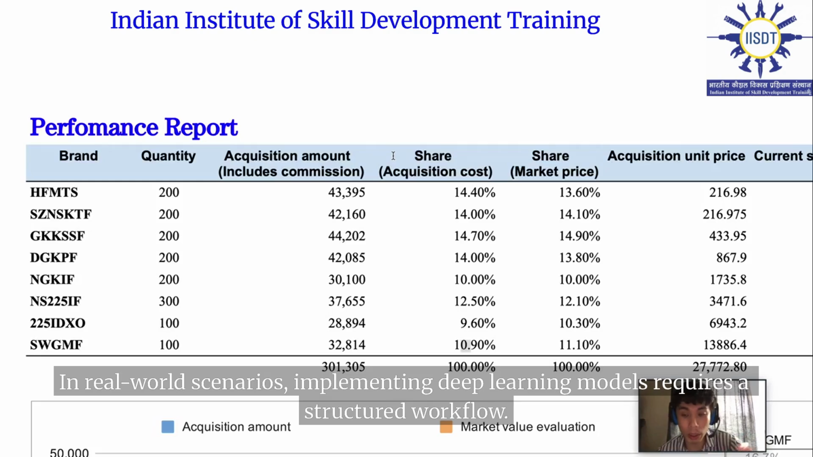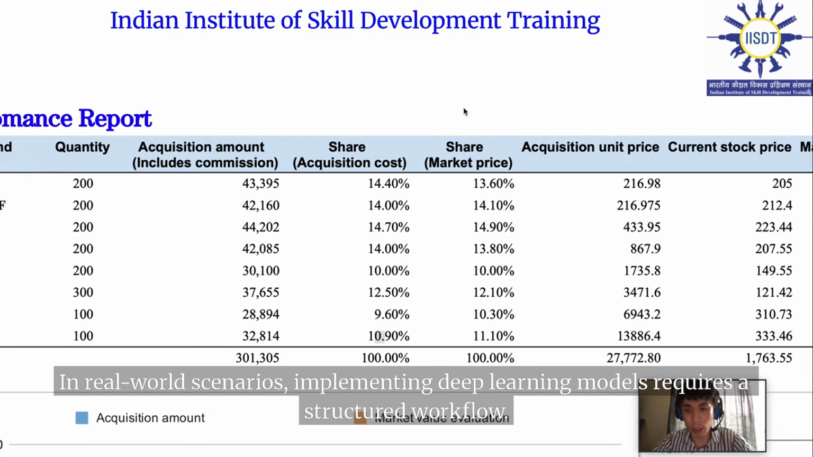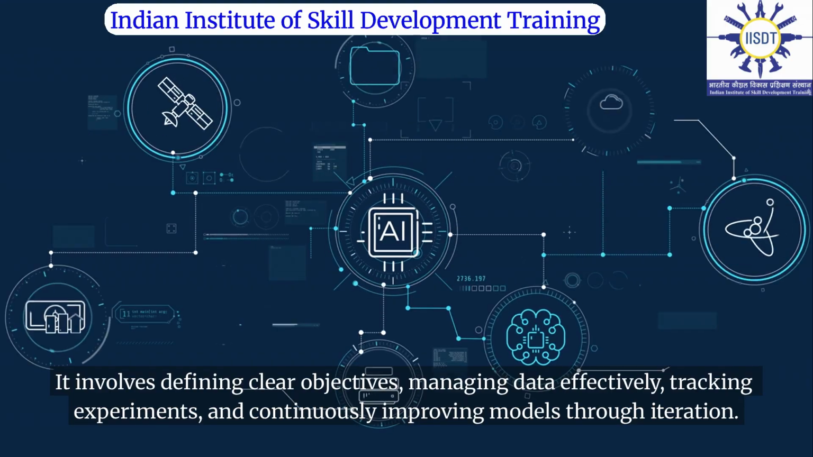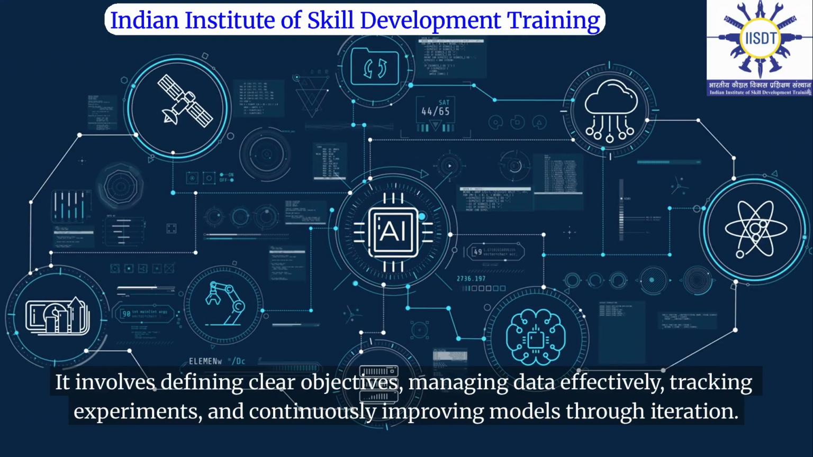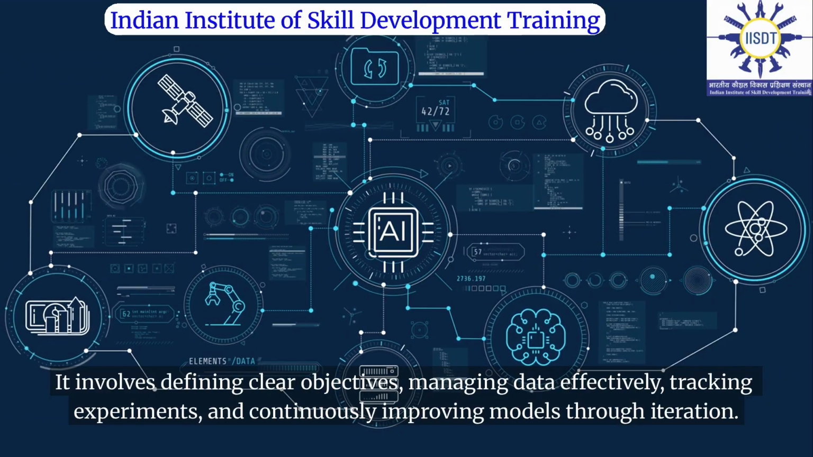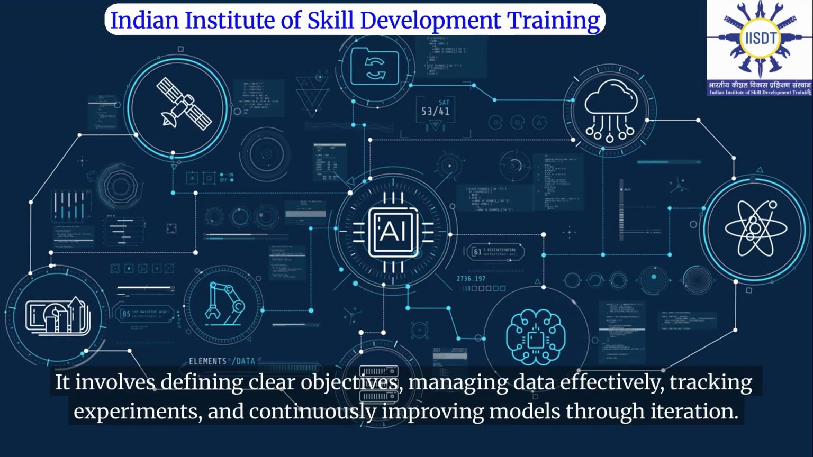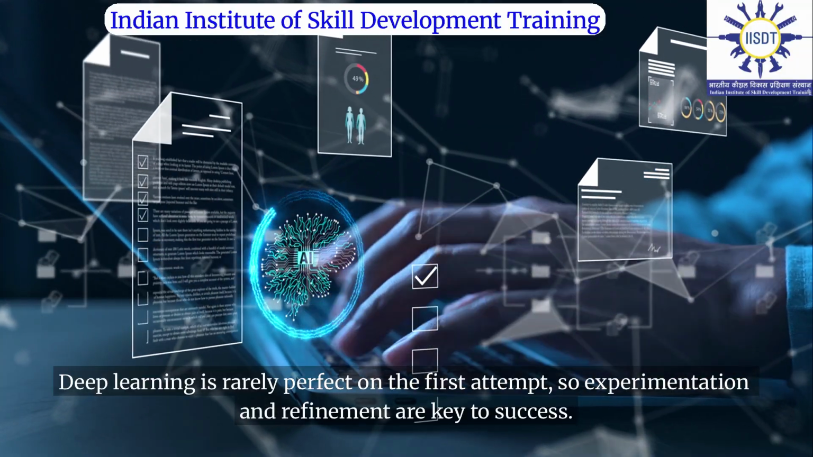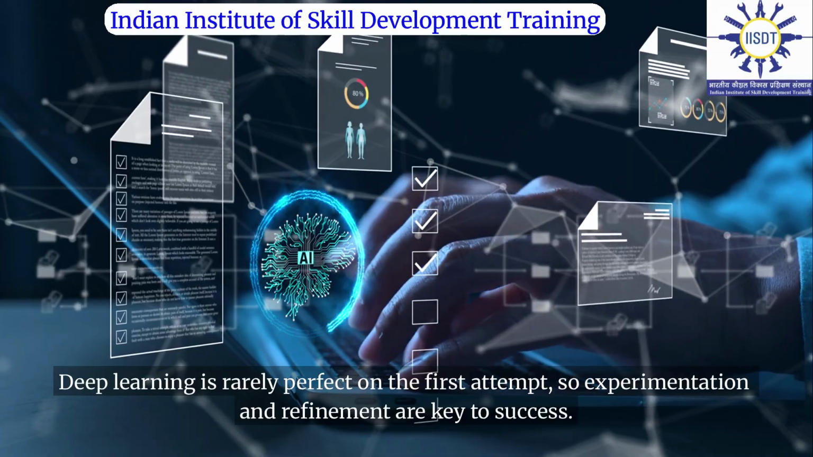In real-world scenarios, implementing deep learning models requires a structured workflow. It involves defining clear objectives, managing data effectively, tracking experiments, and continuously improving models through iteration. Deep learning is rarely perfect on the first attempt, so experimentation and refinement are key to success.